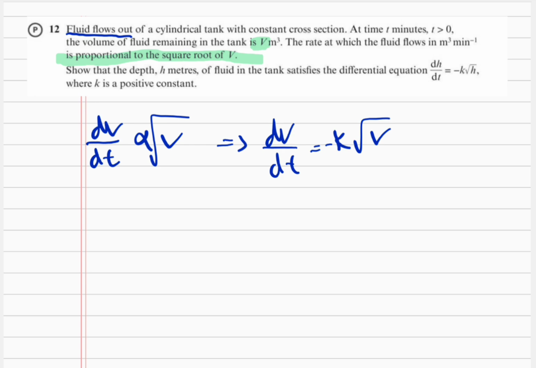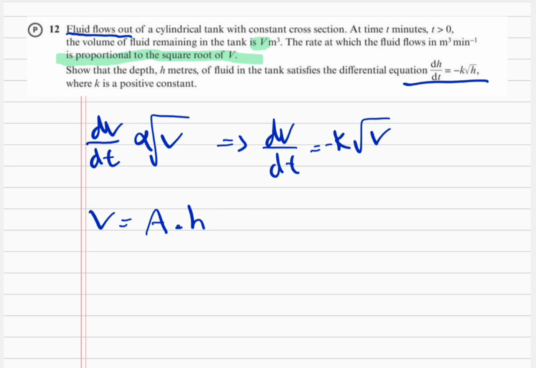Okay, now we are not done yet because this is just the rate of change of the volume of the fluid. But the question is asking us to show that the depth of fluid in the tank satisfies this differential equation. So we want to find the rate of change of the depth of the fluid in the tank. You might have guessed by this point that this is a chain rule question, and you're right. In order to form the chain rule, we first need to remember that the volume of a cylinder is equal to A times h, where A is the cross-section area, and h is the height of the cylinder.